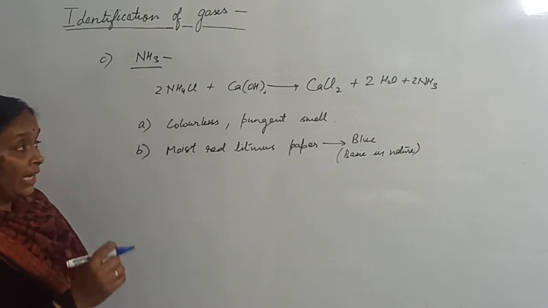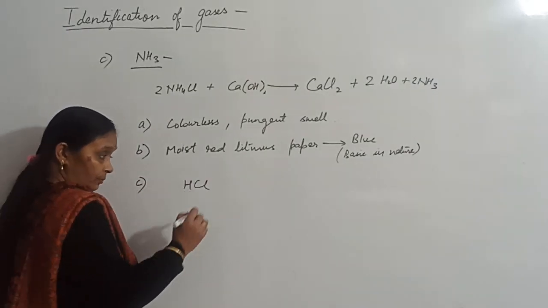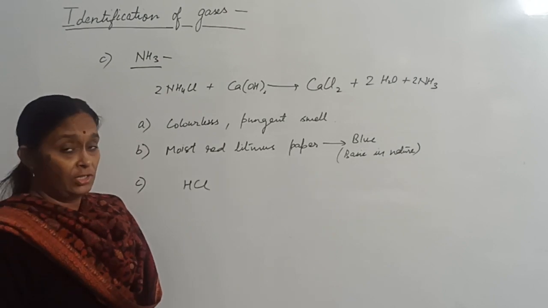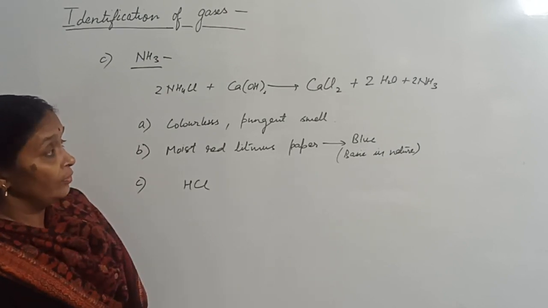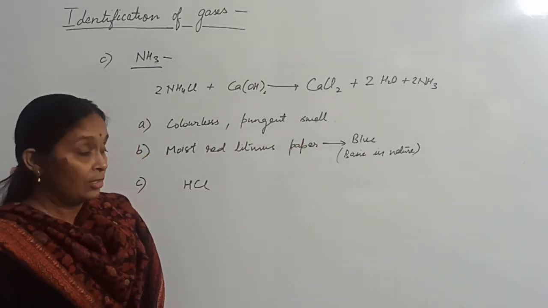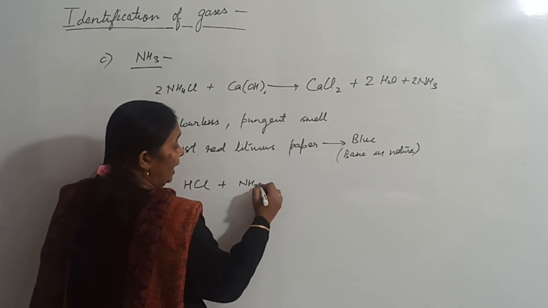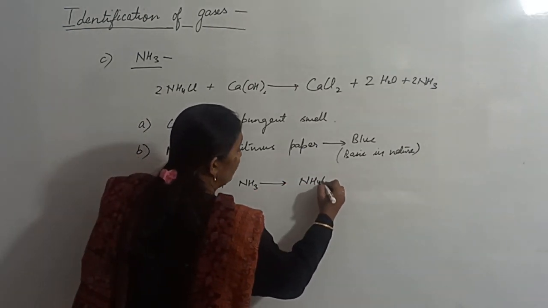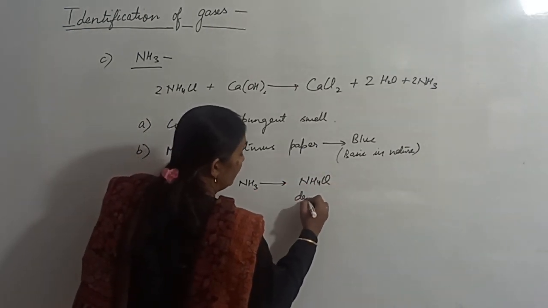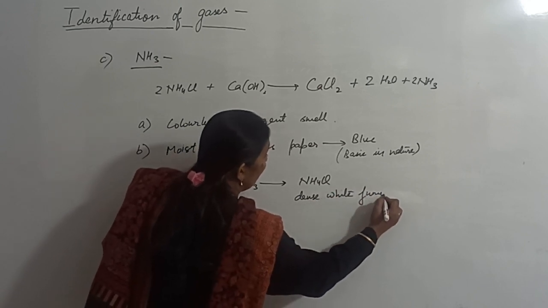Now, take a glass rod, dip it in HCl and bring it in contact with the ammonia vapors which are coming out of the test tube in which you have done the reaction. What will happen? Ammonia will react with HCl and will form ammonium chloride, which will be seen as dense white fumes of ammonium chloride.